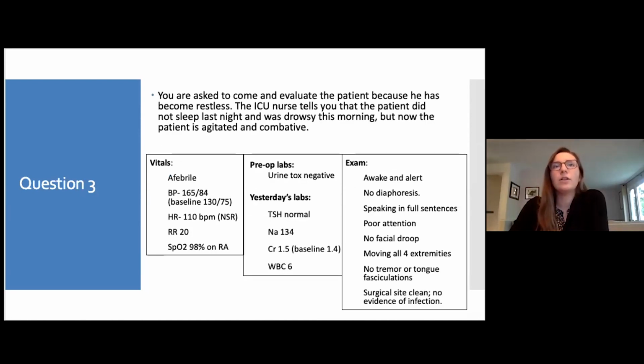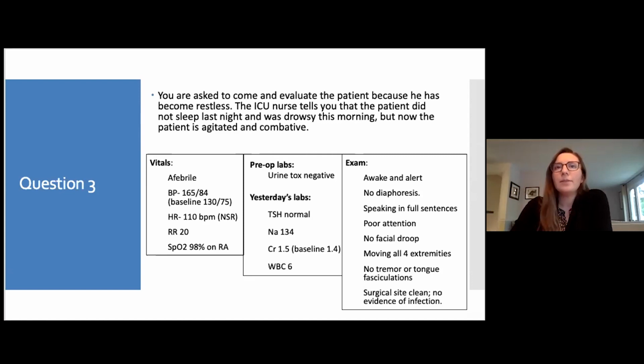You're asked to come and evaluate the patient because he's become restless. The ICU nurse tells you that the patient did not sleep last night and was drowsy this morning, but now he's agitated and combative. You look at his vitals. He's afebrile. He's hypertensive above his baseline. He's tachycardic, but in normal sinus rhythm. His respiratory rate is 20, so he's tachypneic. He's satting 98% on room air.